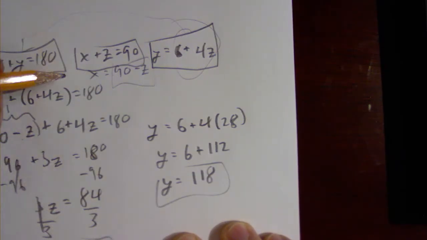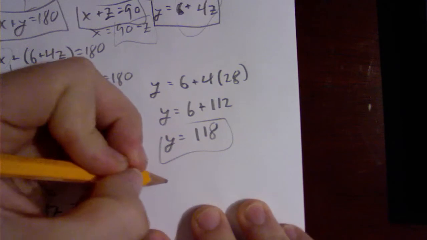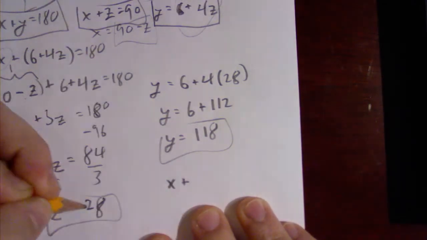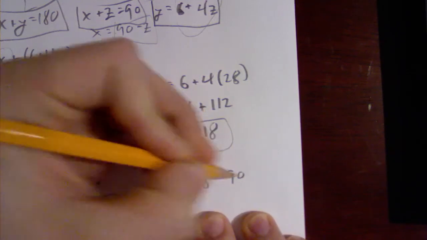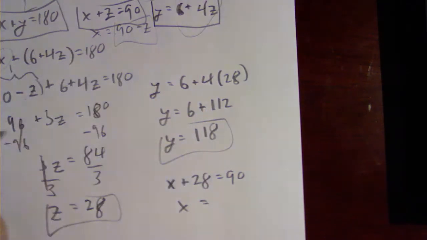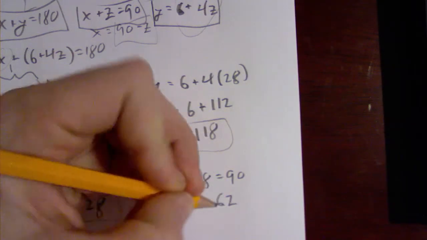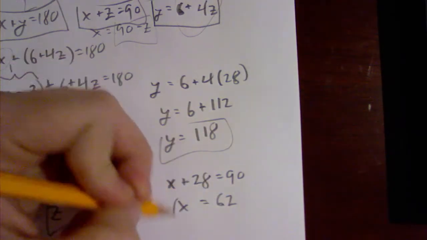And finally, x + z = 90. So z is just 28. So x + 28 = 90. And that means that x = 90 - 28 to get the x by itself. So x should be 62. All right, and this is the 3.